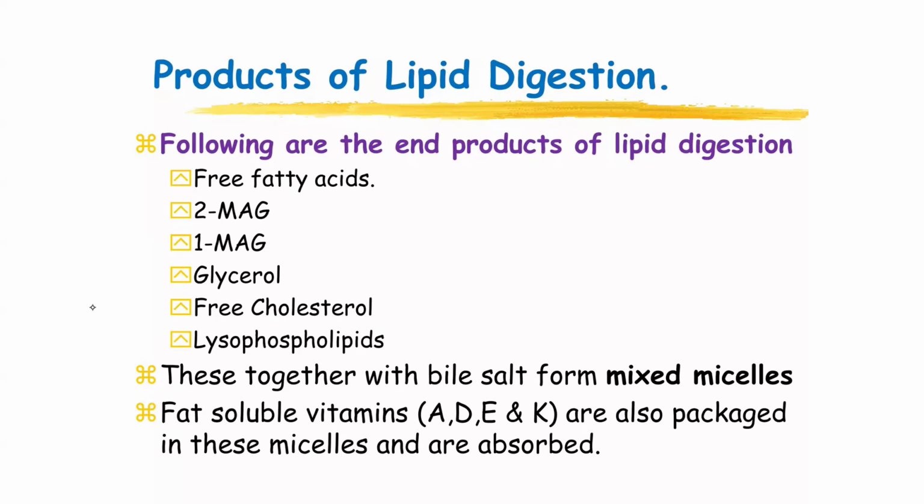So in the next video, we are going to look at how lipids are absorbed. So this is the digestion of lipids. The major aim of the digestion, what we are trying to achieve at the end of the digestion, is to get the end products of the digestion, which are listed here. And these end products will all combine together with the bile salts to form mixed micelles, which will then be transported to the bloodstream. So in the next video, we are going to look at how the lipid is transported to the bloodstream.